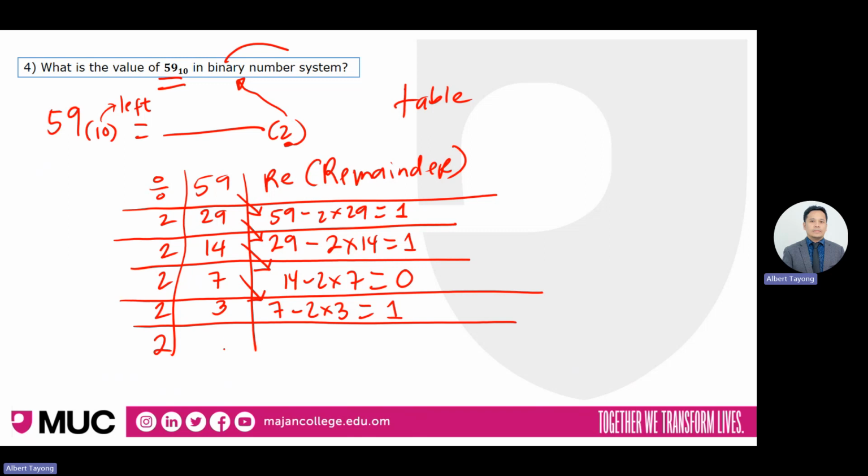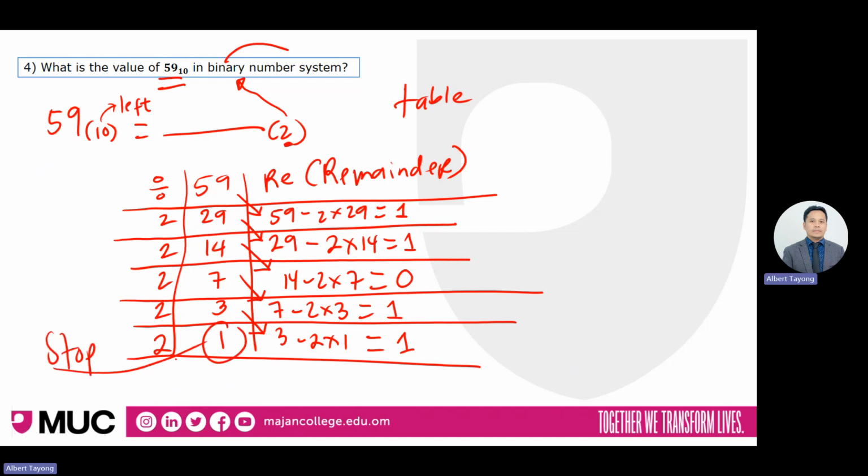And 3 by 2 is 1.5. So we take the whole number. 3 minus 2 times 1 equals 1, because that is 3 minus 2. Now we have to stop here because the number is smaller than the divisor, which is 2. Okay, we cannot stop here at 3 because it is still bigger. It should be smaller than the divisor. So we have to go up.